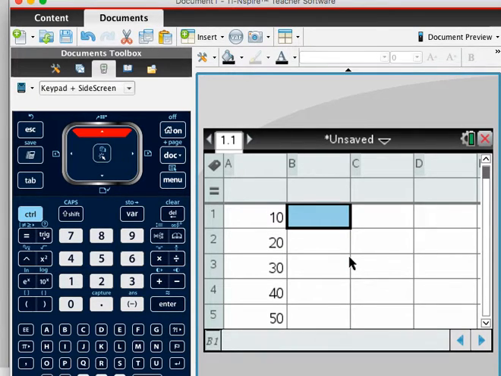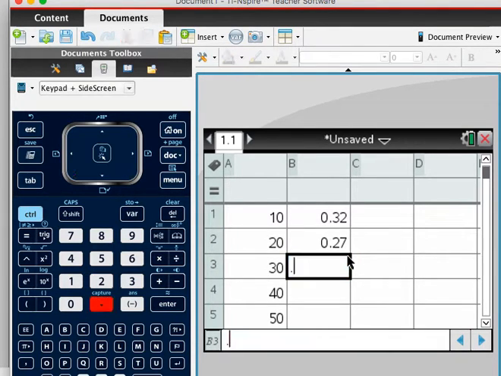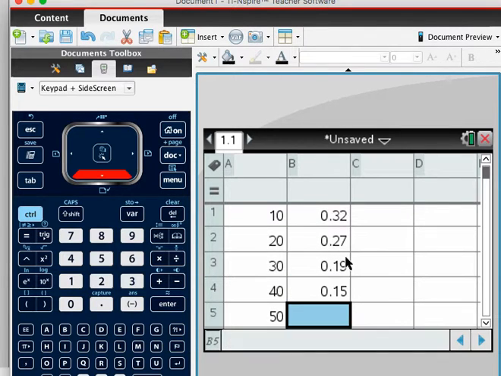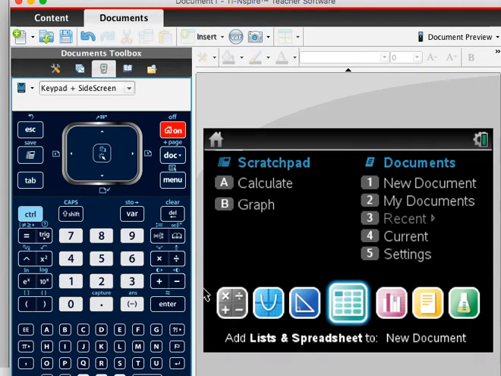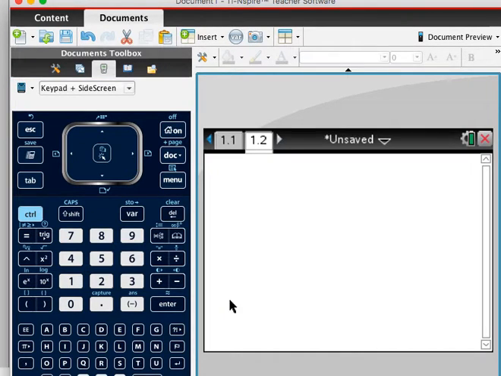And then we have to type in the probabilities: 0.32, 0.27, 0.19, 0.15, and 0.07. And we've got to give it a title. So this is A for Anna and her probability, PA. Okay, so I'm going to go home, go to the calculator.